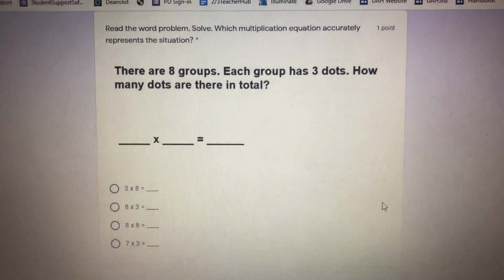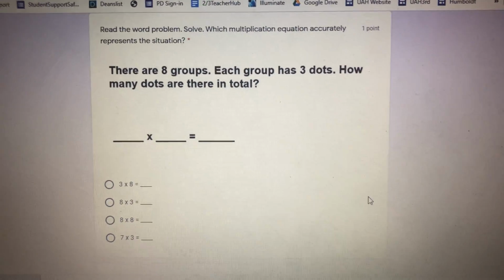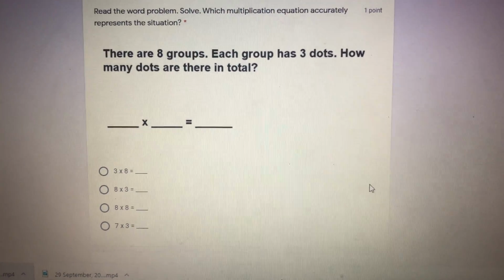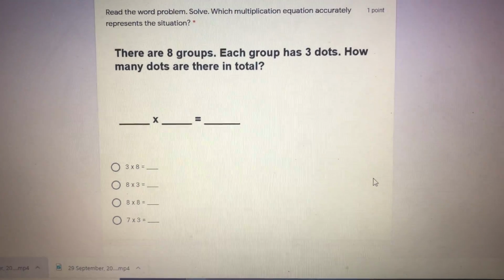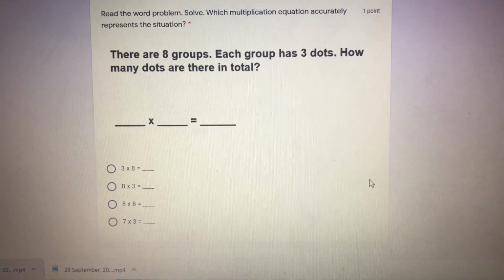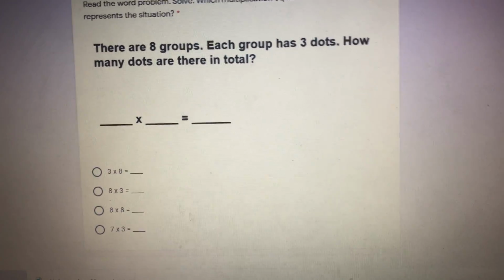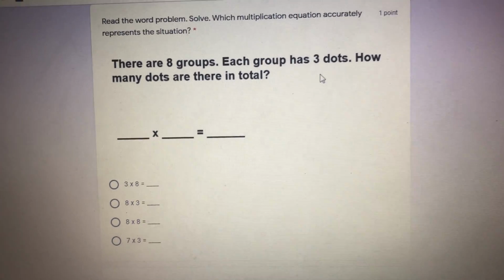Read the word problem. Solve. Which multiplication equation accurately represents the situation? There are 8 groups. Each group has 3 dots. How many dots are there in total? Pick the multiplication equation that proves to us how many groups times how many in each.